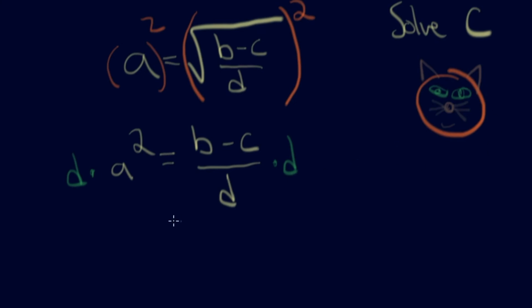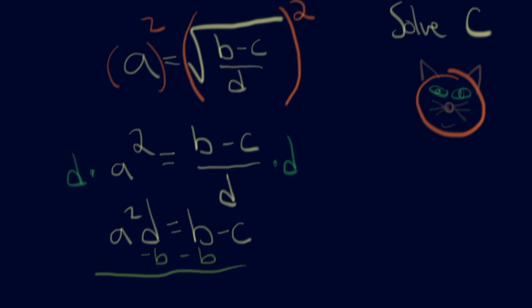And that is going to leave me with a squared d, that sounds weird, I understand that, is equal to a b minus c. We're almost there. We're going to solve for c. So I'm going to subtract b from both sides. I'm going to squeeze that in there. And what's that going to leave me with now? That will leave me with a squared d minus b is equal to negative c.